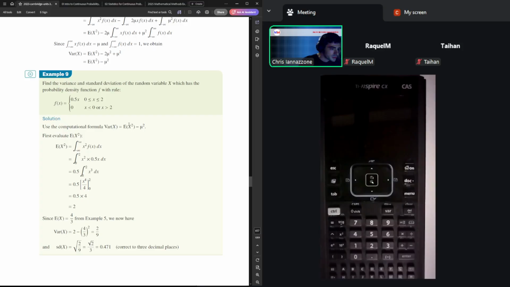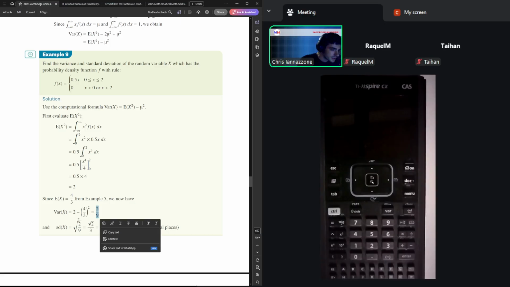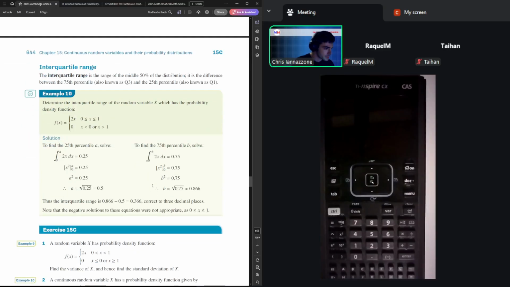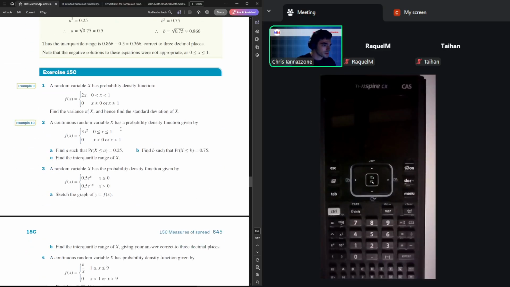We now have both of these. We perform a subtraction between the two. That gets us our variance. As for standard deviation, it is now just the square root of the variance. So square rooting 2 over 9, getting us root 2 over 3. Cool.